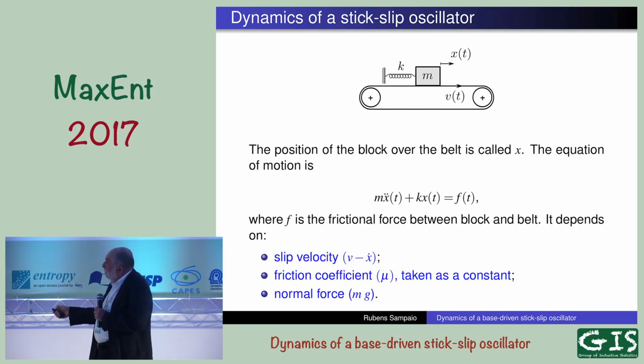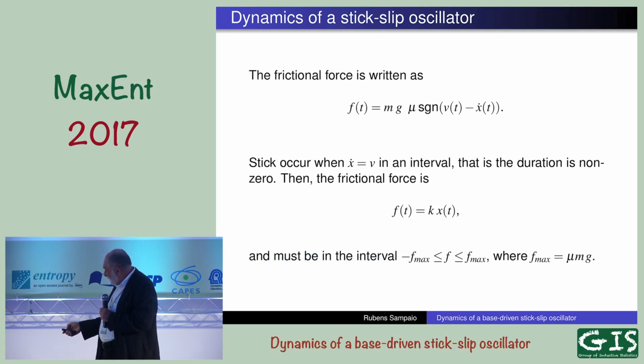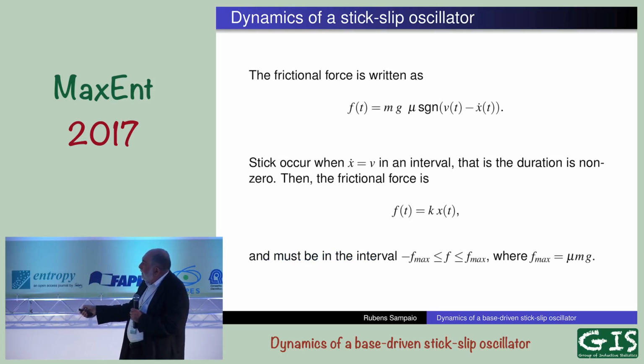And I want to model this as a mechanical system, a very simple one. So I have a mass, I have a spring, and I have a force that's made by the belt. So this thing here, I'm going to model as there is a slip velocity. V is the velocity of the belt. X dot is the velocity of the mass. I say that the friction coefficient is mu, and the normal force is mg. So the model is this. That's the friction force: mg, friction coefficient, and the sign of the velocity difference.